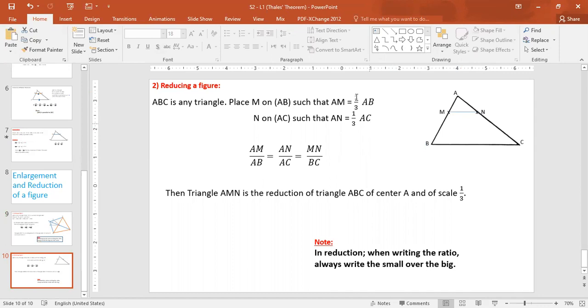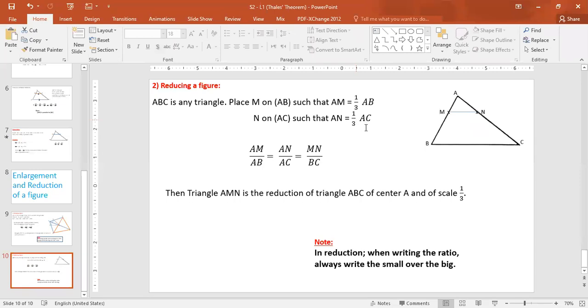So here, if I'm taking the third, am I making it bigger or smaller? Smaller. So am I enlarging or reducing a figure? Reducing. By which scale unit am I reducing? By 1 over 3. Yes, this is 1 over 3.